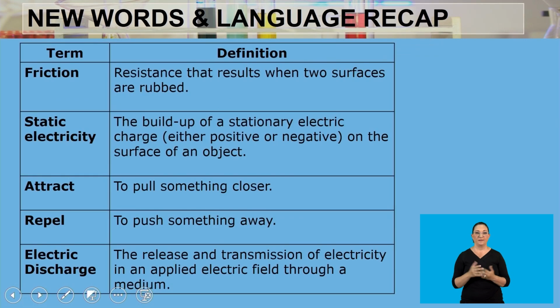To better explain terms or certain ideas throughout this lesson, we used words such as friction, static electricity, attraction, repel, and electric discharge. So those words were used to better explain the main idea, being the static electricity and friction.